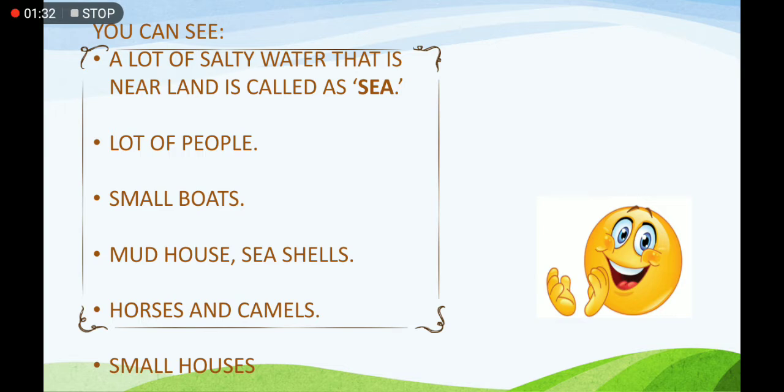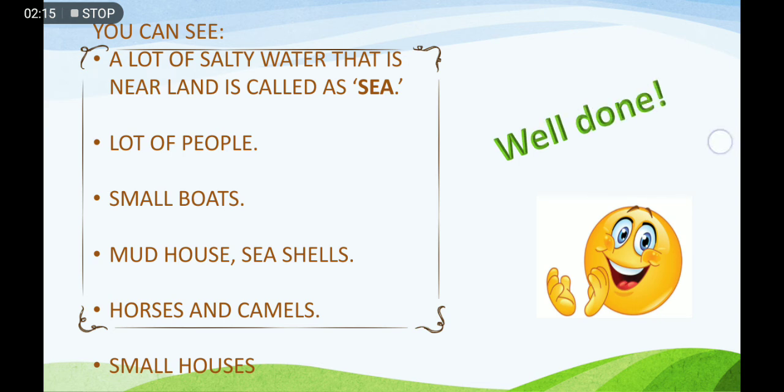Mud houses. Who made these mud houses? Yes, small children, even the elders. They make them with the mud, with the sand. Seashells, yes, you can see a lot of seashells on the beach. Horses and camels. People ride on these horses and camels. Small houses that are called huts. Some people have huts near the seashore. They go there, put their things over there and enjoy their picnic.